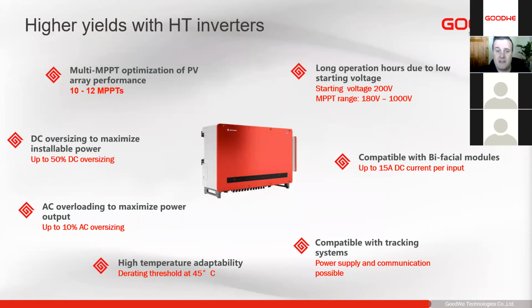This is just a brief overview of what we saw. Multiple MPPTs, so 10 on the 100 and 12 on the rest. Startup voltage is quite low at 15 amp DC current input. We are compatible with some of the tracking systems, with third-party solutions, high temperature adaptability at 45 degrees Celsius, AC overloading to maximize the output, and our 50% DC oversizing.